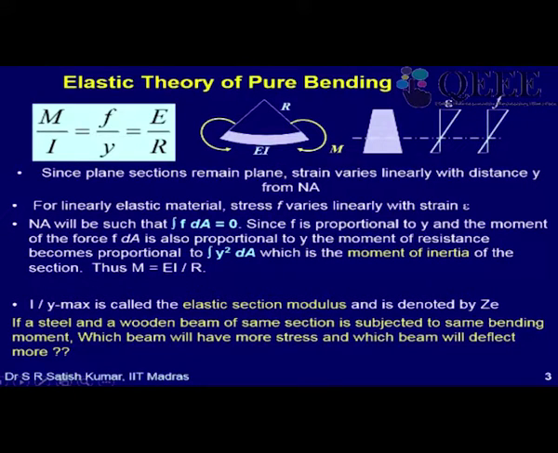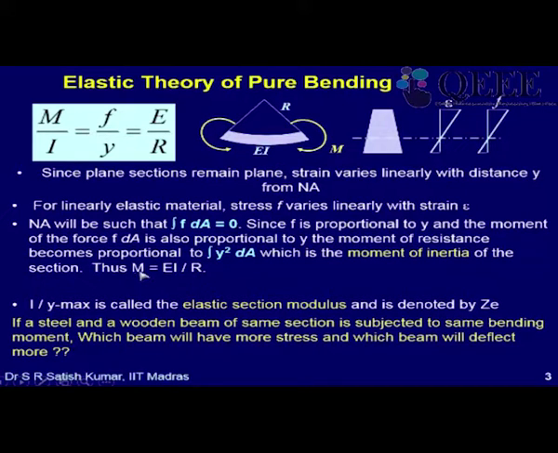And since F is proportional to y, and the moment of the force F dA, that is, if you take a small elemental area dA in the cross section here, the stress is proportional to the distance y. Its moment component becomes stress into y. Okay, so one more y will come. So indirectly it will become integral of y squared dA, and this property of the shape of the cross section is called the moment of inertia of the section.